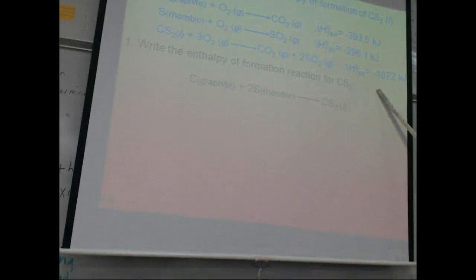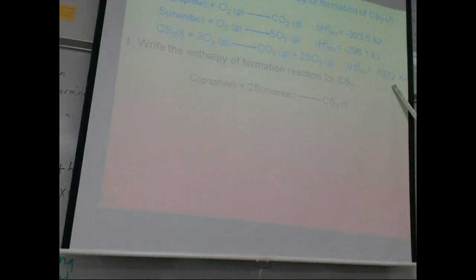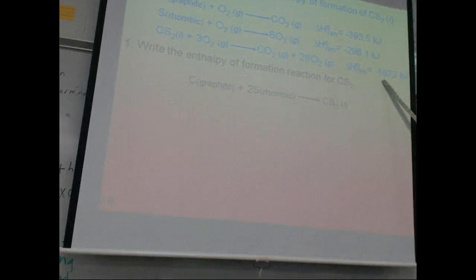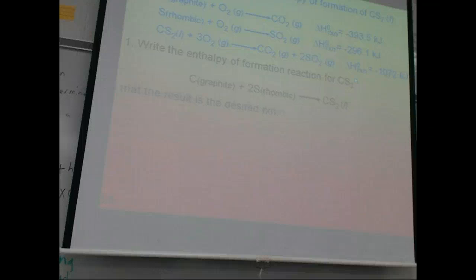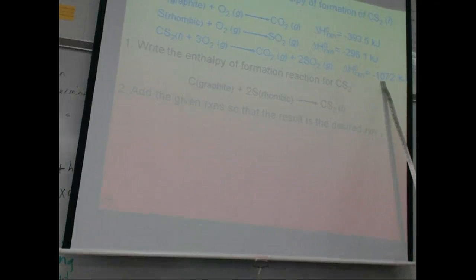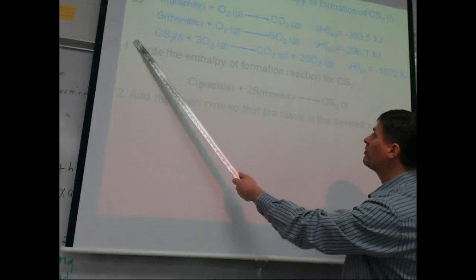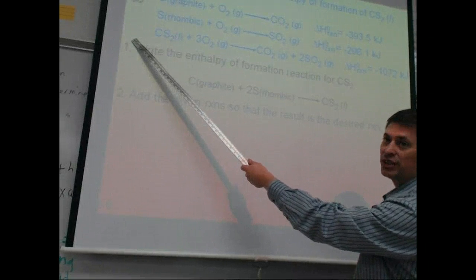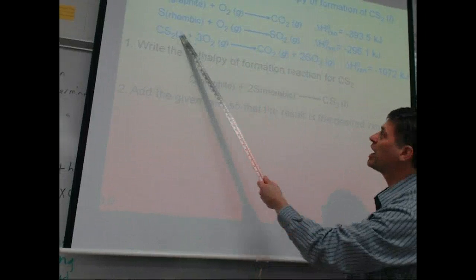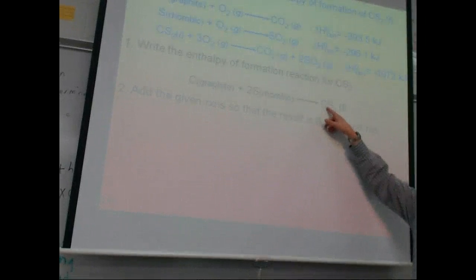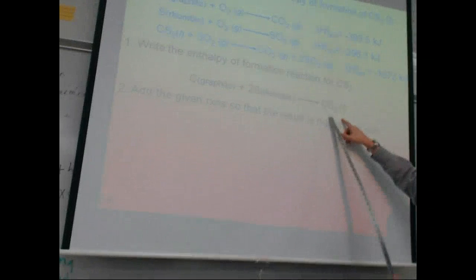What happens to the value of my delta H? We change the sign. So this is going to be positive 1072. If this reaction, written as is, has a delta H of negative 1072, then the reverse reaction will have a delta H of positive 1072. So I'm going to flip this one so that I have CS2 as a product. That's where I want to end up. I want to start here, and I want to end up here.